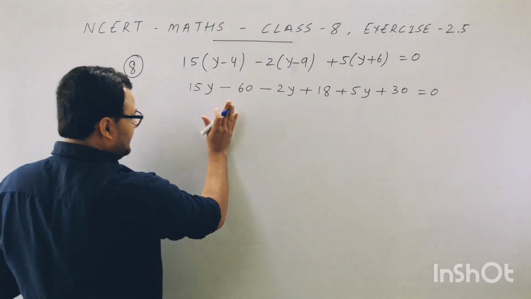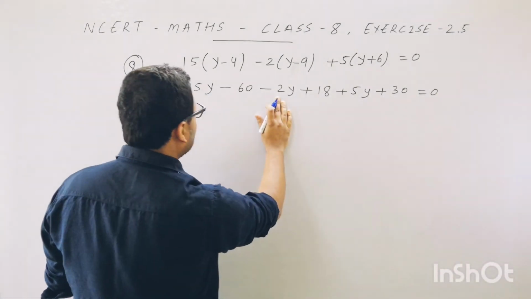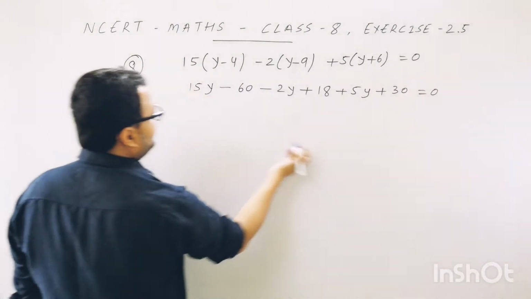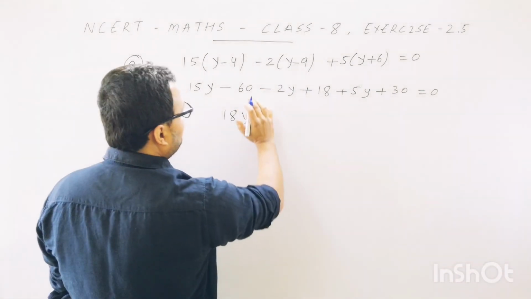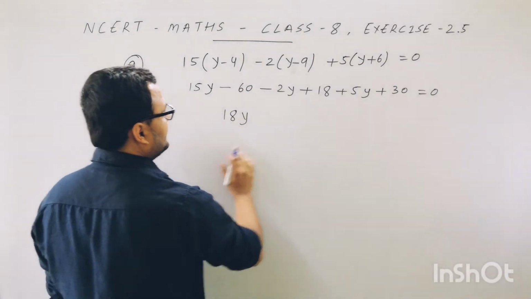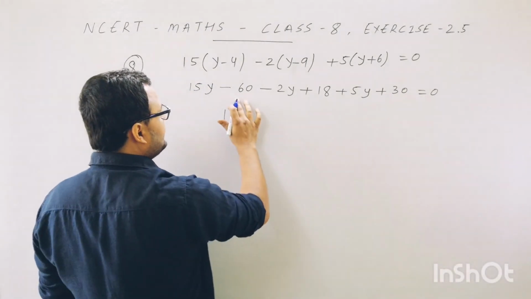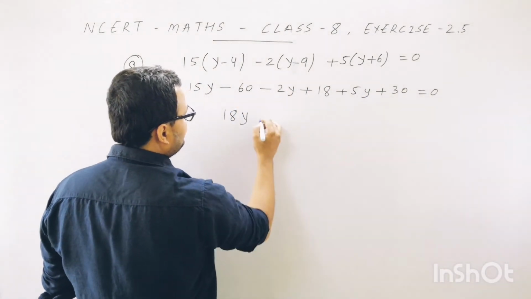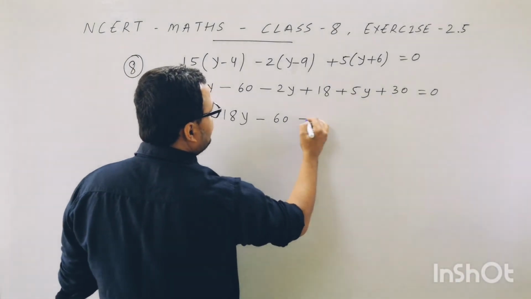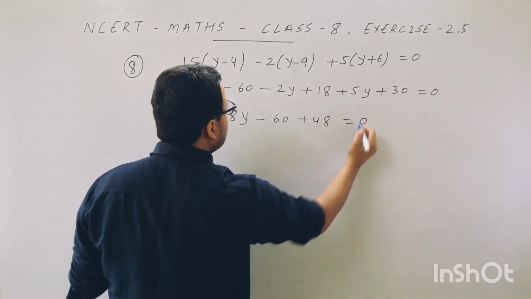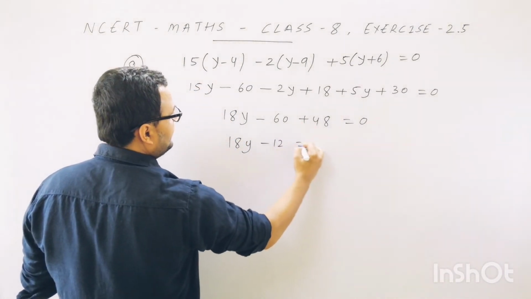Now first simplify the variables. 15y minus 2y, we got 13y, and plus 5y, so we got 18y. Now minus 60, first do the plus one. So 18 plus 30, you got 48. So minus 60 plus 48. So I'll make it easy, I'll write one more step. Minus 60, 18 plus 30, 48 equal 0. Then 18y, and that will be minus 12 equal 0.